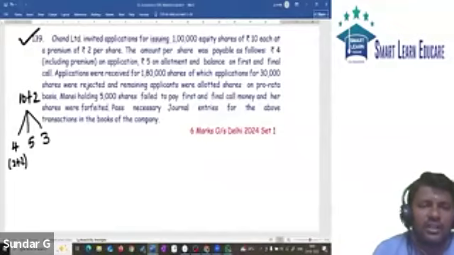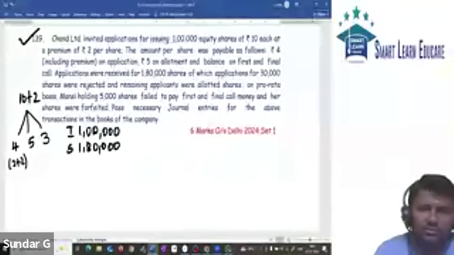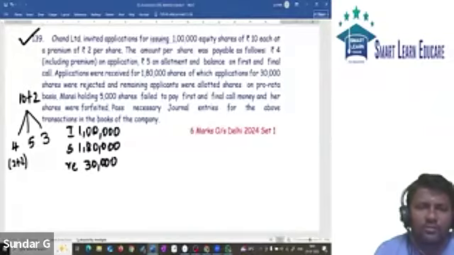So, how many applications were received? The company issued how much? 1 lakh is issued. But the public subscribed for how many shares? The public subscribed for 1 lakh and 80,000 shares. What we have done for rejection is for 30,000 shares. For the remaining 1 lakh 50,000, pro rata allotment was made.